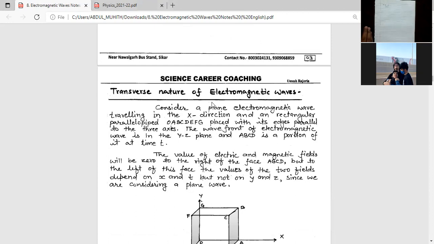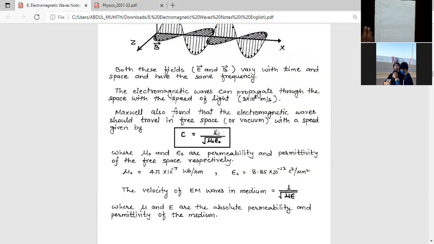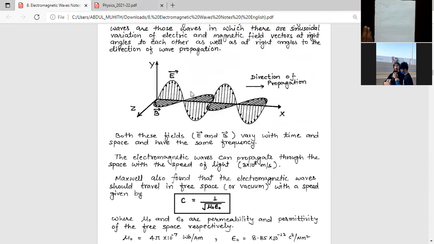Next one is the transverse nature of electromagnetic waves. Is this clear? Any doubt in the properties of electromagnetic waves? Any doubts?